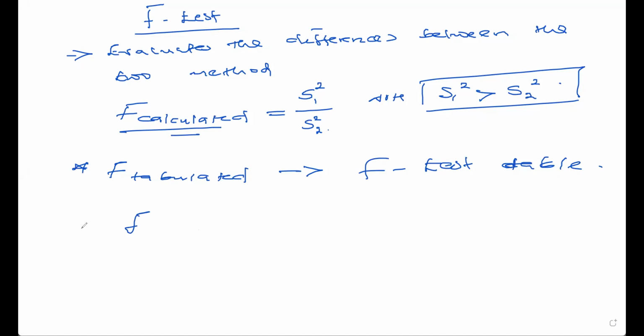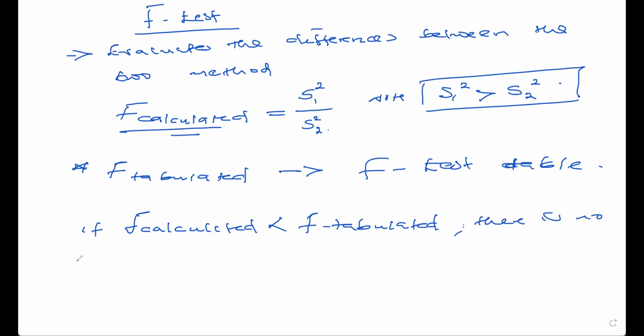If the F calculated you have found is less than the F tabulated, meaning the F you get from the table, then there is no significant difference between the two methods.